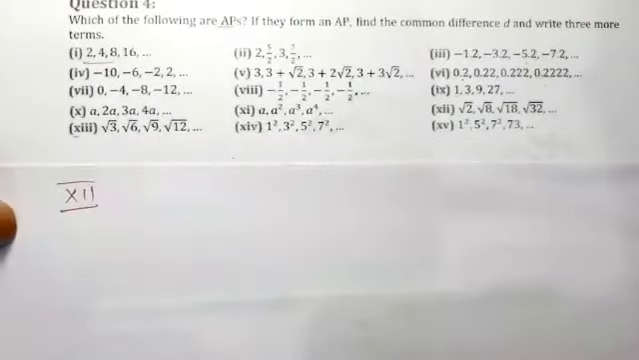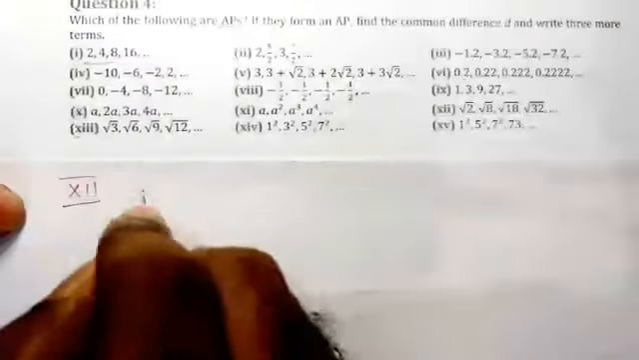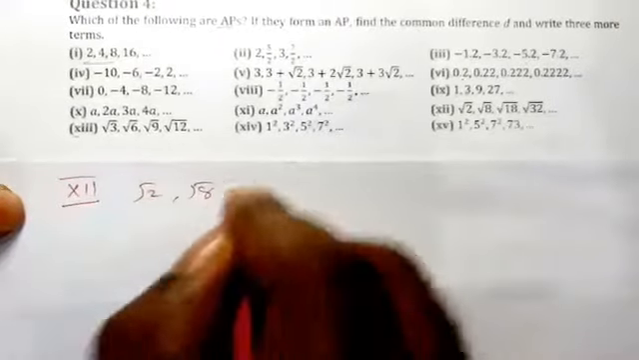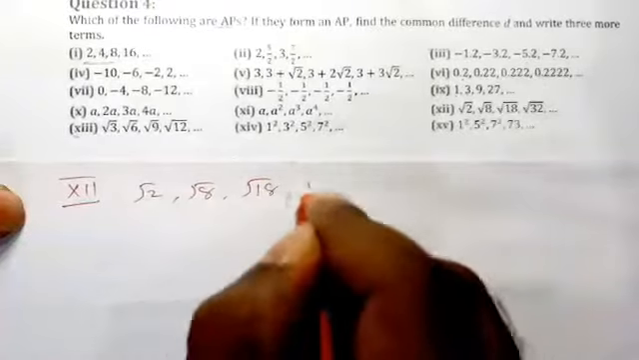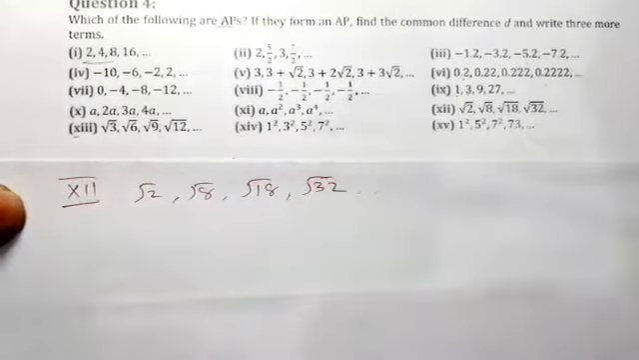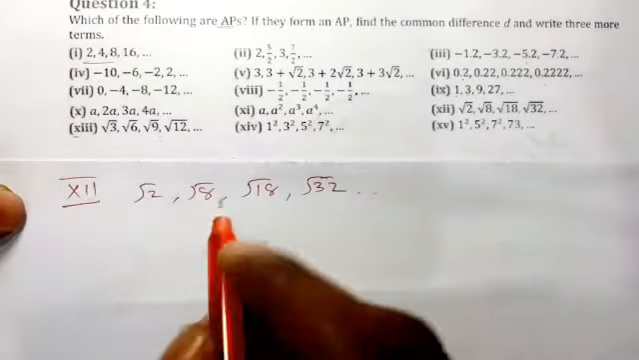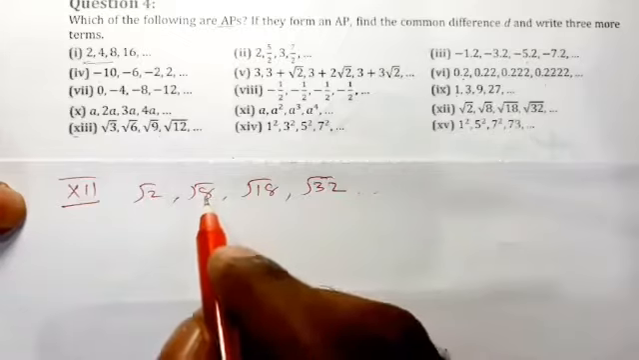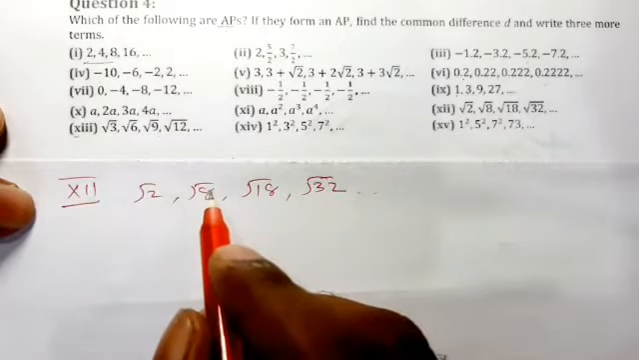Now we can discuss the 12th question: root 2, root 8, root 18, root 32. This is a very important question. There were some questions in our board examination just to confirm whether it is in AP or not. So we have to check whether the common difference is there or not.